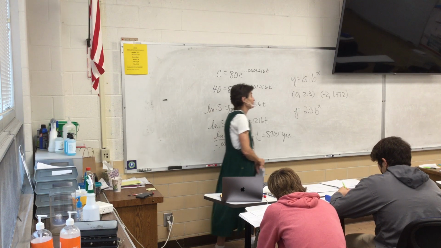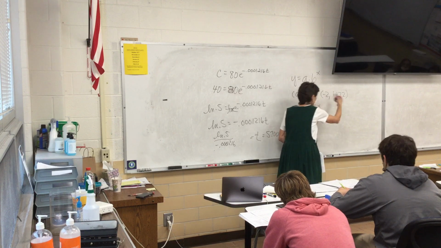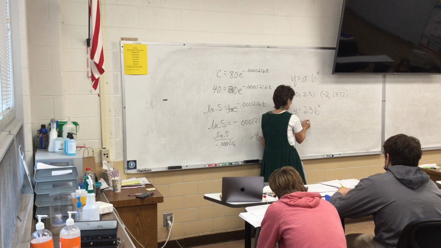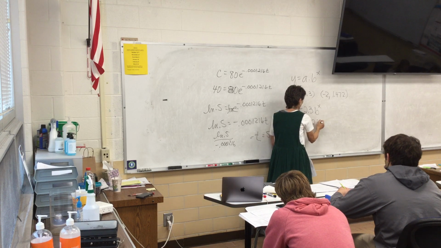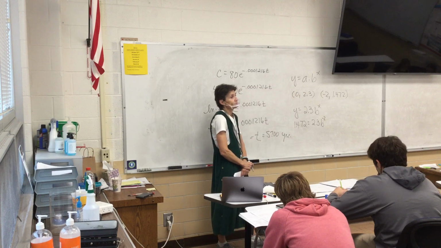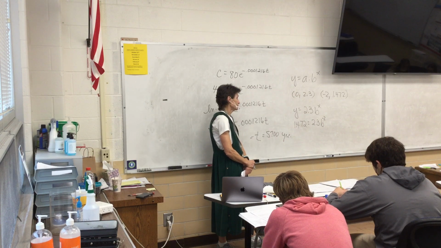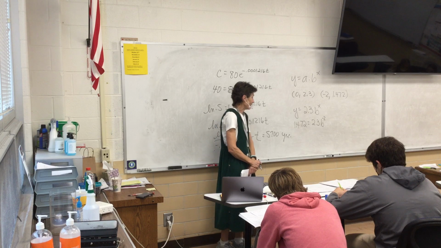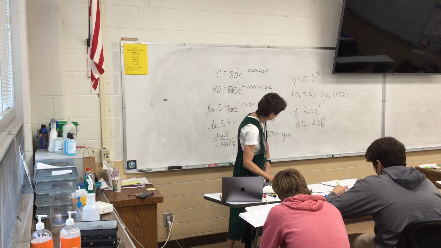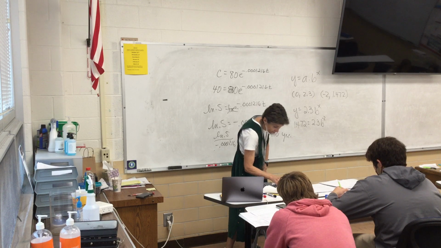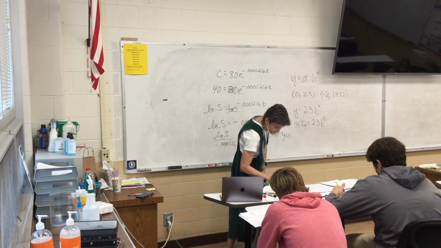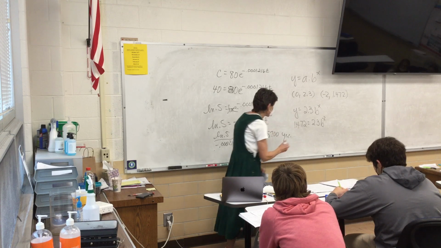So now, I take this random point, and I plug it in. So 1.472 equals 2.3 b to the negative second. So let's go ahead and divide by 2.3, see what happens. I got 0.64.